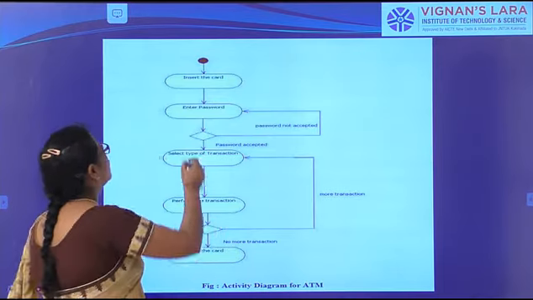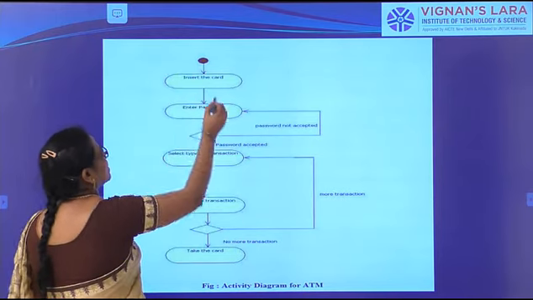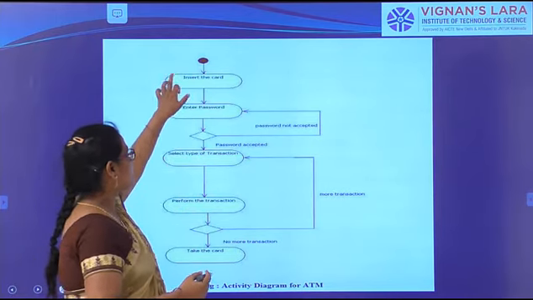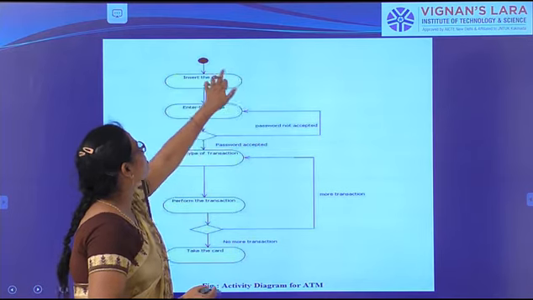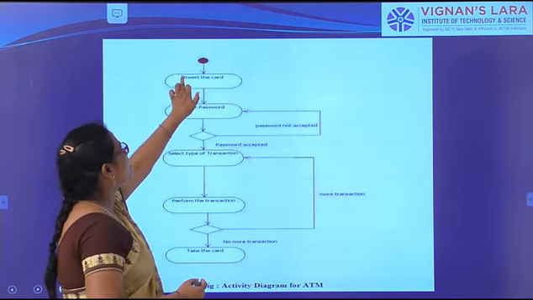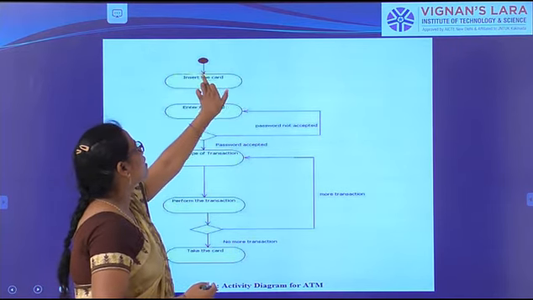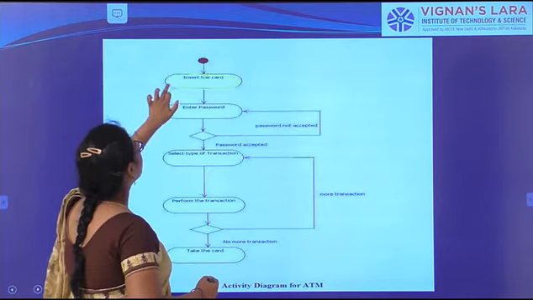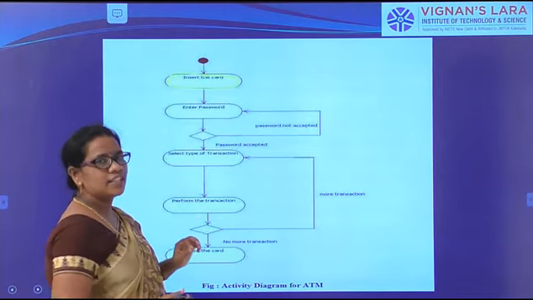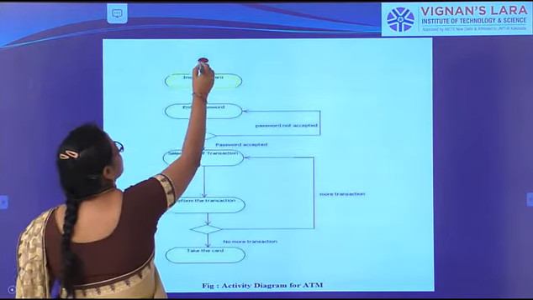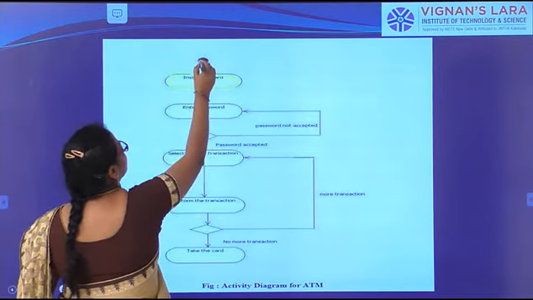But the main thing is, here we will not use any rectangular shapes. We will use only rounded rectangles. So this symbol is called a rounded rectangle. Whatever the insert card is there, this is a rounded rectangle. The starting point is a filled circle. We will use arrows from one part to another. So first is the insert card.